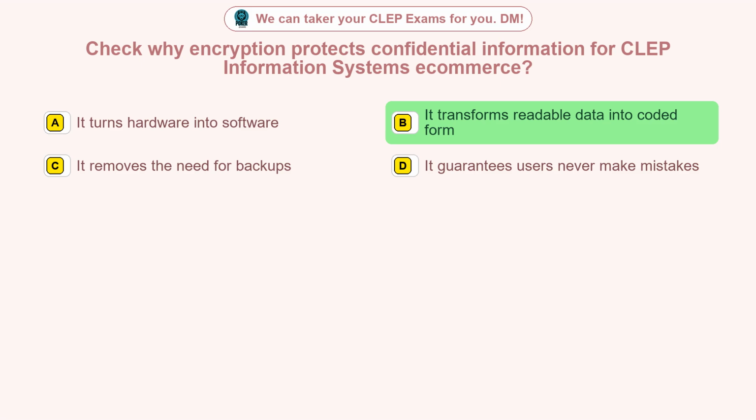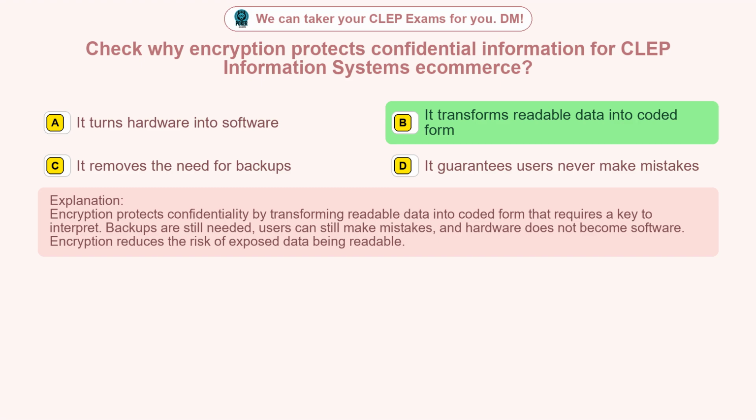It transforms readable data into coded form. Encryption protects confidentiality by transforming readable data into coded form that requires a key to interpret. Backups are still needed, users can still make mistakes, and hardware does not become software. Encryption reduces the risk of exposed data being readable.